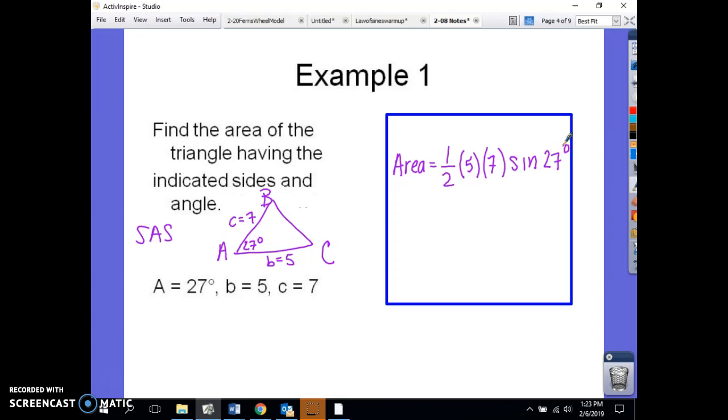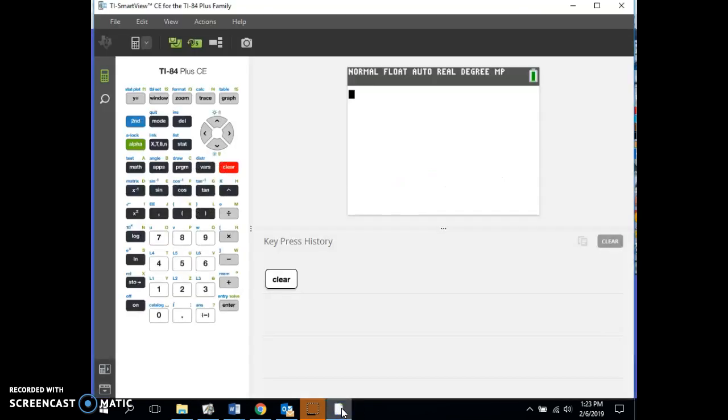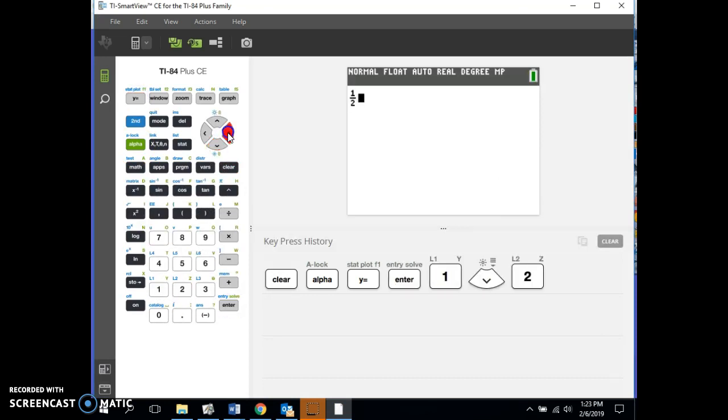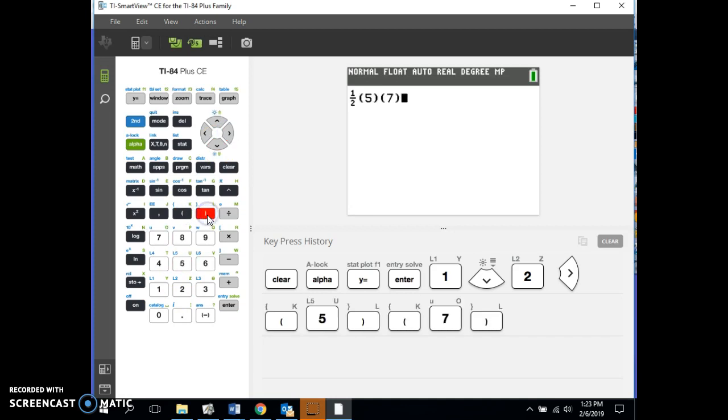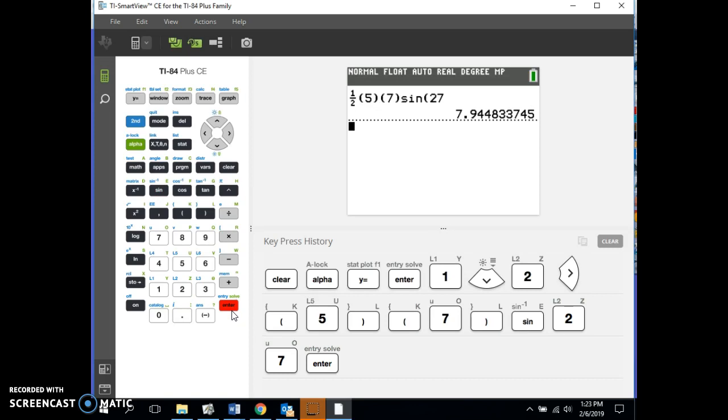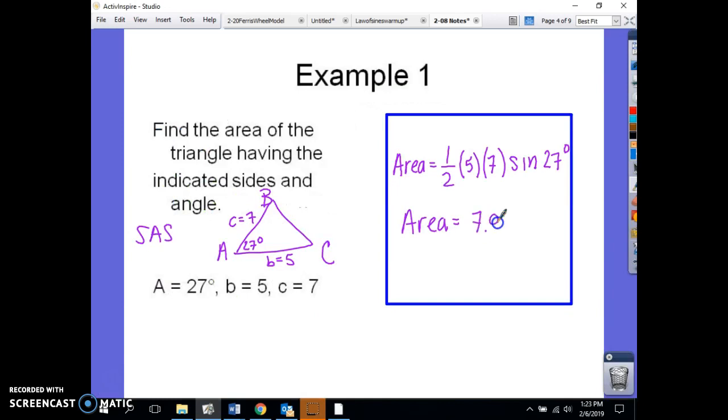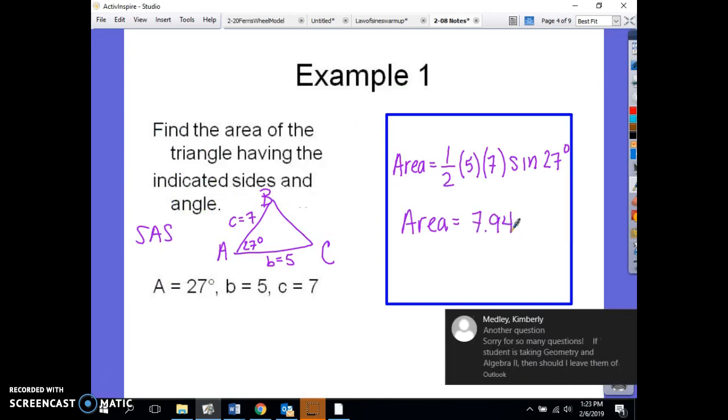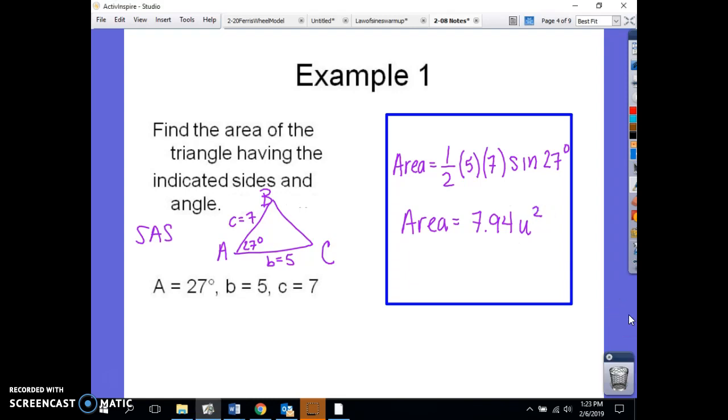Okay, now once you get to there, you're actually going to just pick up your calculator, and you're going to type that in. So when you pick up your calculator, you're going to do 1/2 times 5 times 7 times sine of 27. And guys, that's the area of your triangle, 7.94. And because we don't know whether it's feet or inches or miles, we're just going to say square units. Okay, so that is area in a triangle.